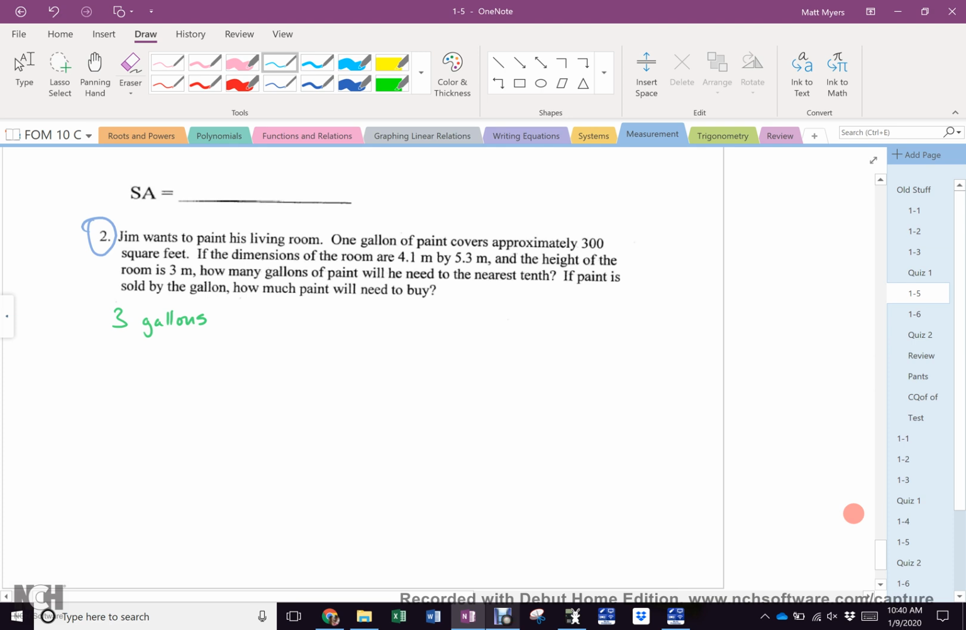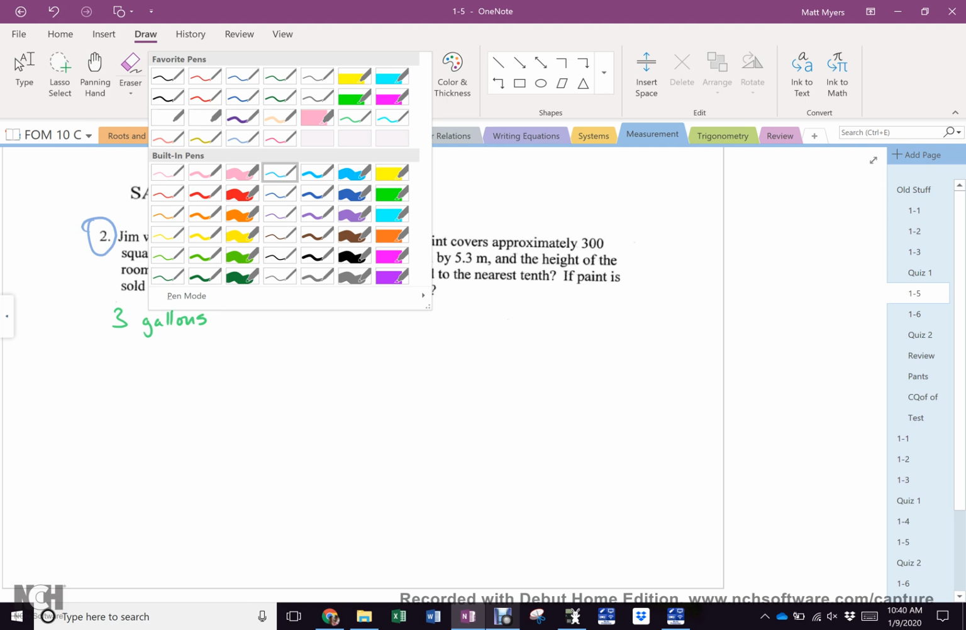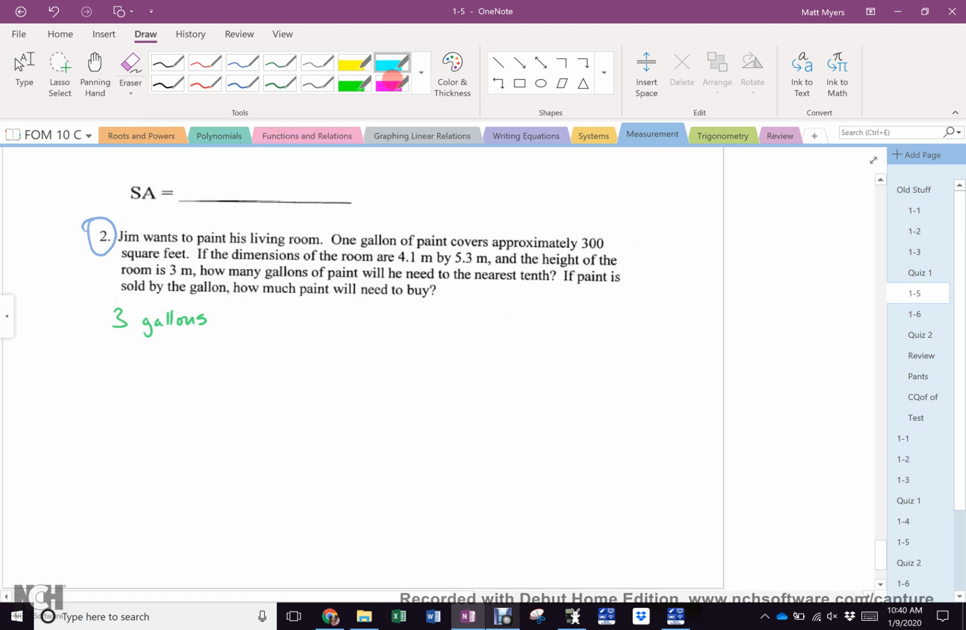Now, everybody made some good decisions here because I eavesdropped on your talking. 1 gallon of paint is 300 square feet, right? Except I'm an idiot, or Jim's an idiot, and he measured his room in meters. He only had a metric measuring tape, which is possible. I happen to have a metric measuring tape. It's only in centimeters. All right? So what's the problem here? You got to convert, right?